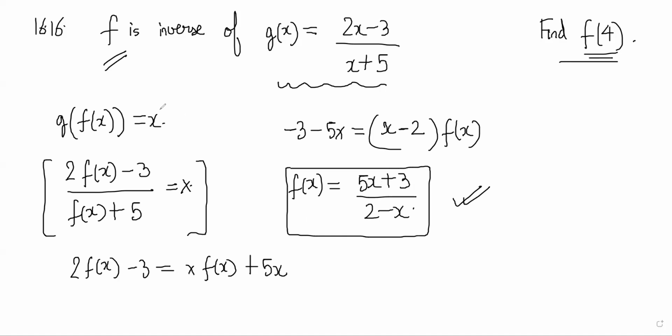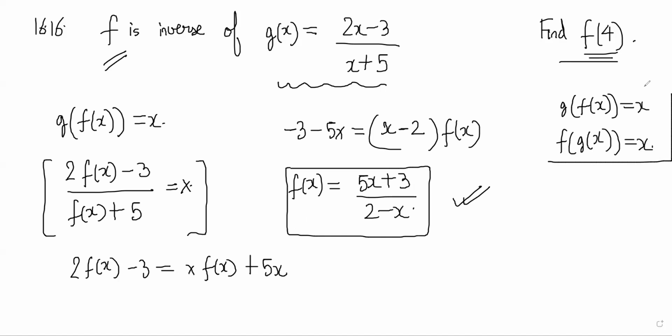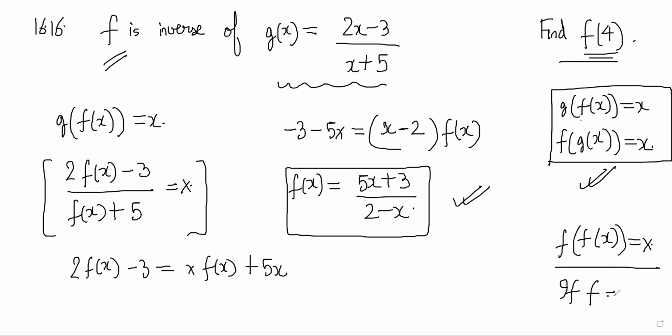The point is, in order to find the inverse, you have to use either g of f of x equals x or f of g of x equals x. These two results should help you find the two functions. If the function is the inverse of itself, then instead of g, you will get f of f of x equals x, if f and g are the same.